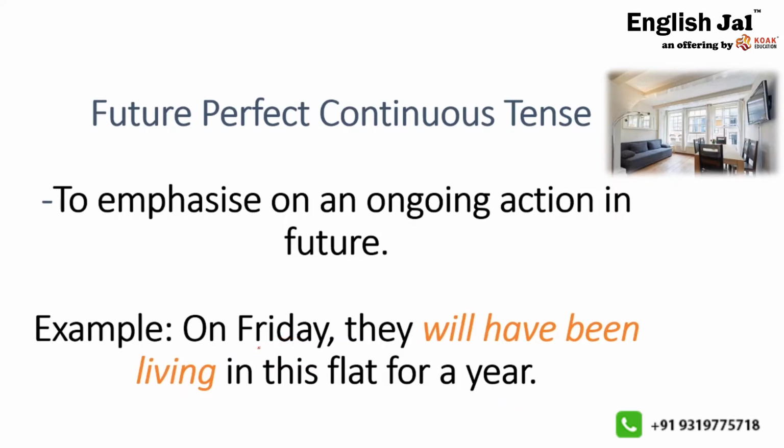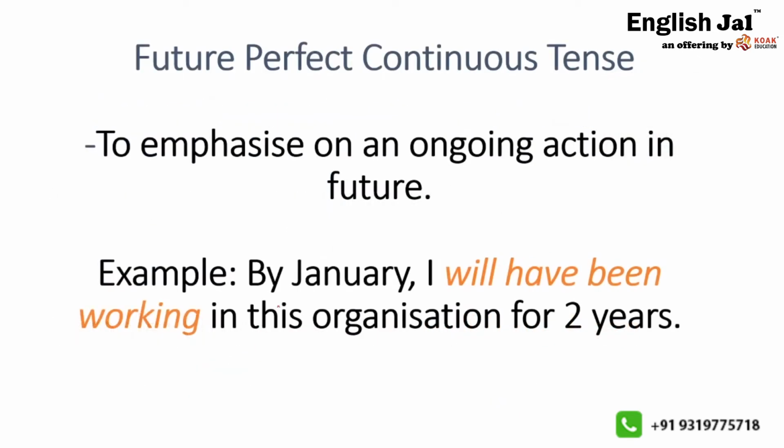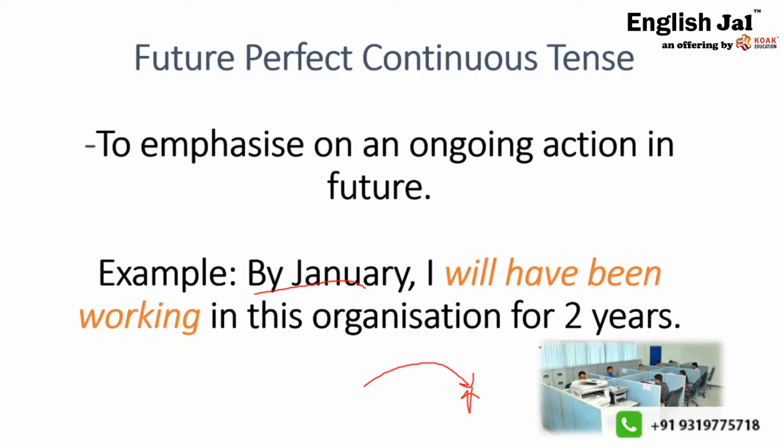Let's look at another example. The next example says, by January, the coming January, I'm talking about the coming January, there's no January yet, I will have been working in this organization for 2 years. So in the coming January, this is the time span. I started 2 years back. It will have been 2 years working in this organization. So this is the accurate pattern of using future perfect continuous tense.